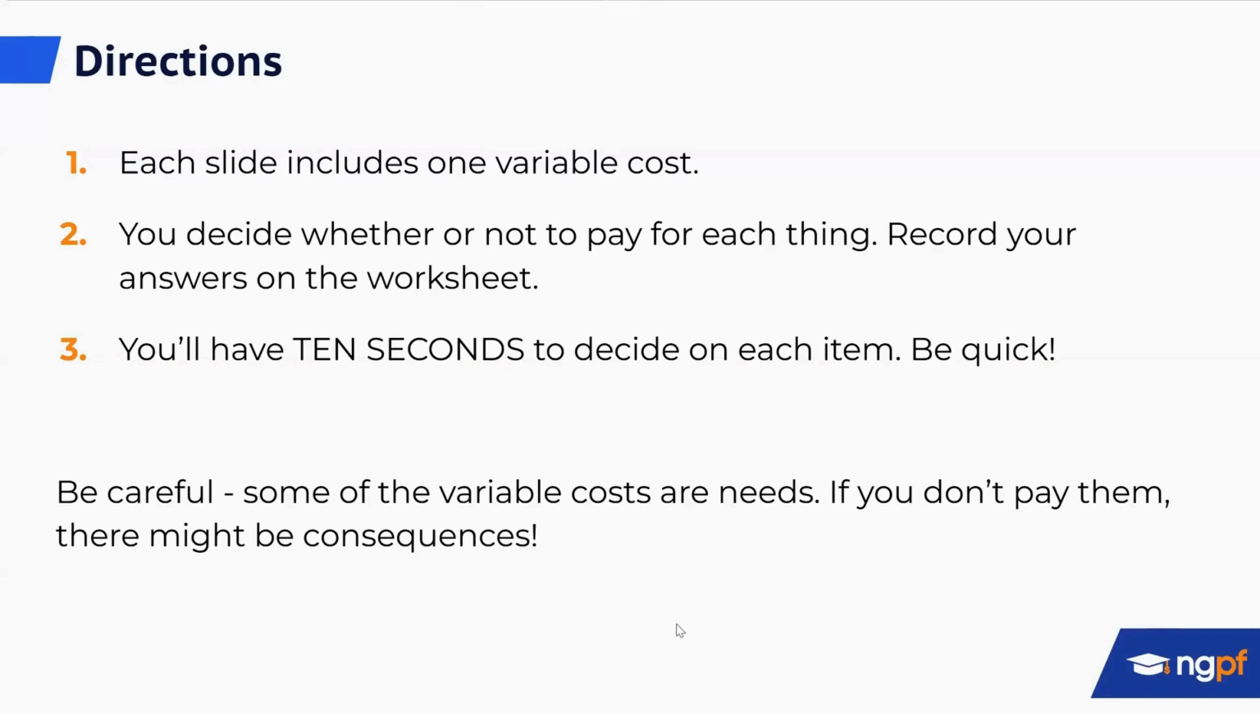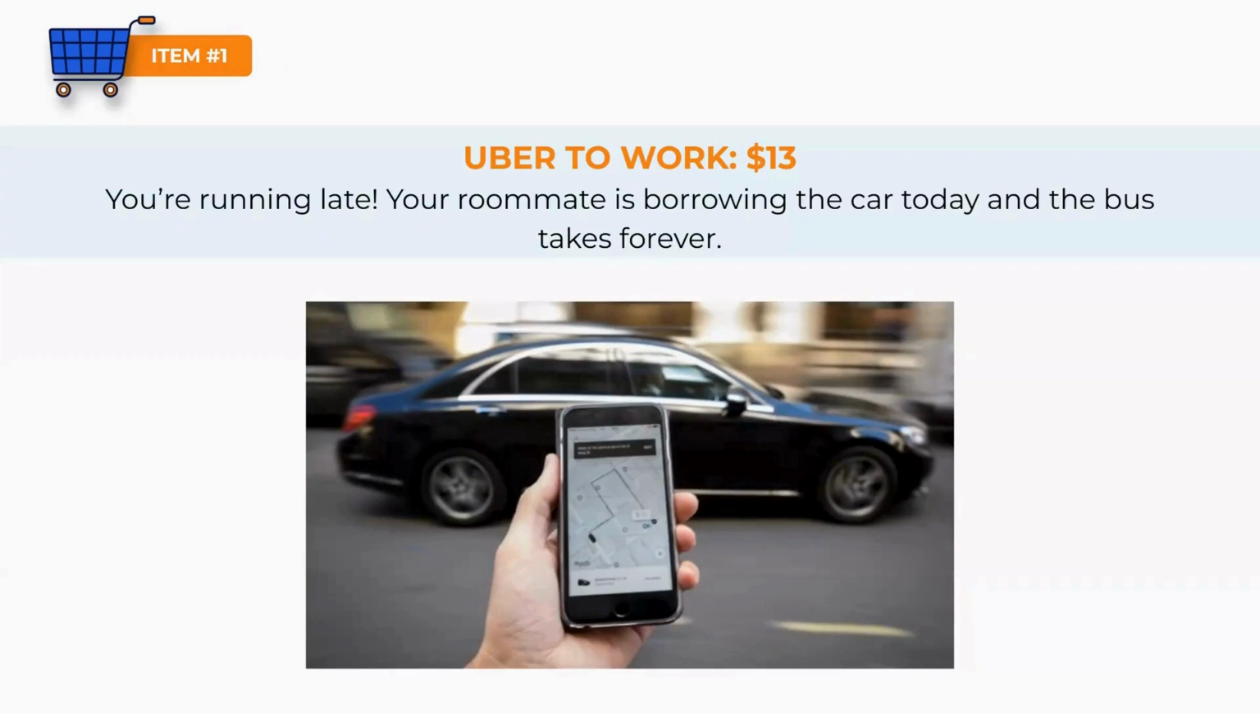All right. So each slide includes one variable cost. You decide whether or not to pay for each thing. Record your answers in the worksheet. You will have 10 seconds to decide on each item. Be quick. Be careful. Some of the variable costs are needs. If you don't pay for them, there will be consequences. That's what I was talking about. So here we go. Item number one. If you want it or not, let me know. Check the box. Put the cost.